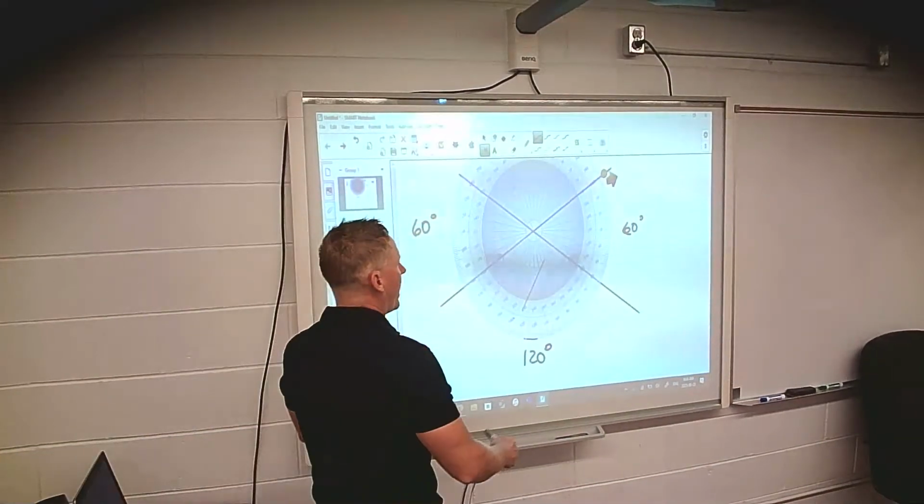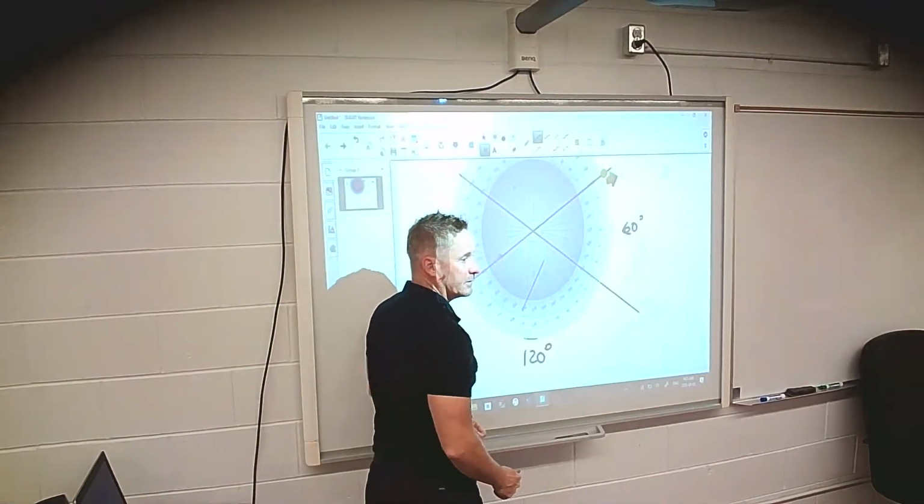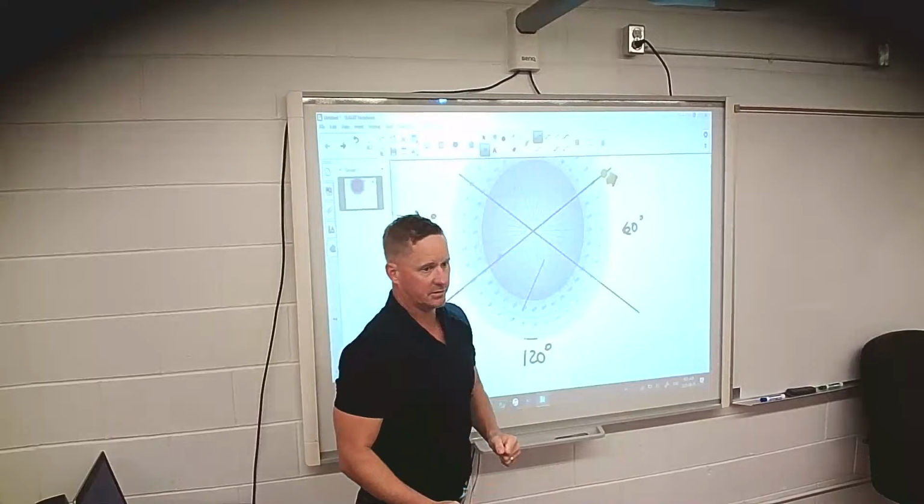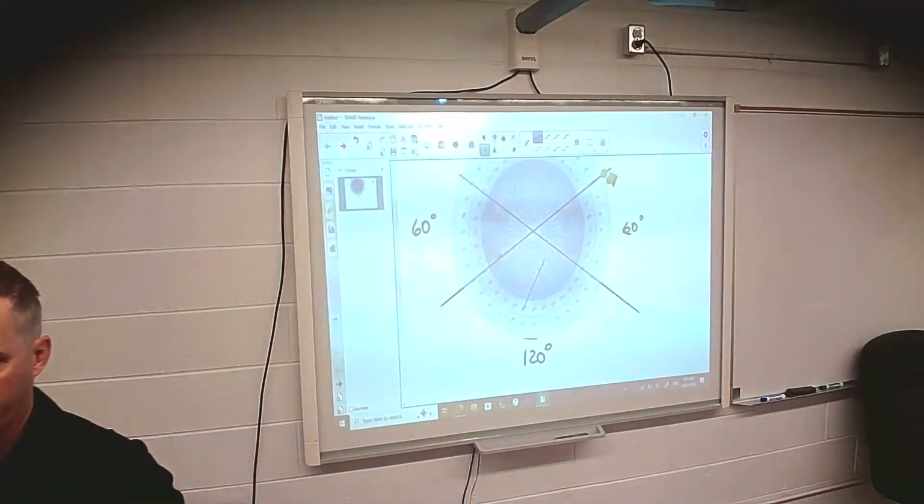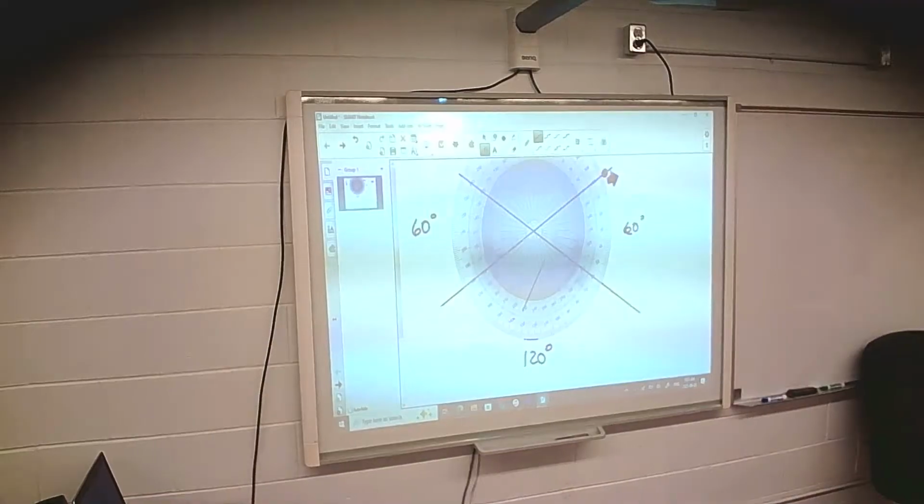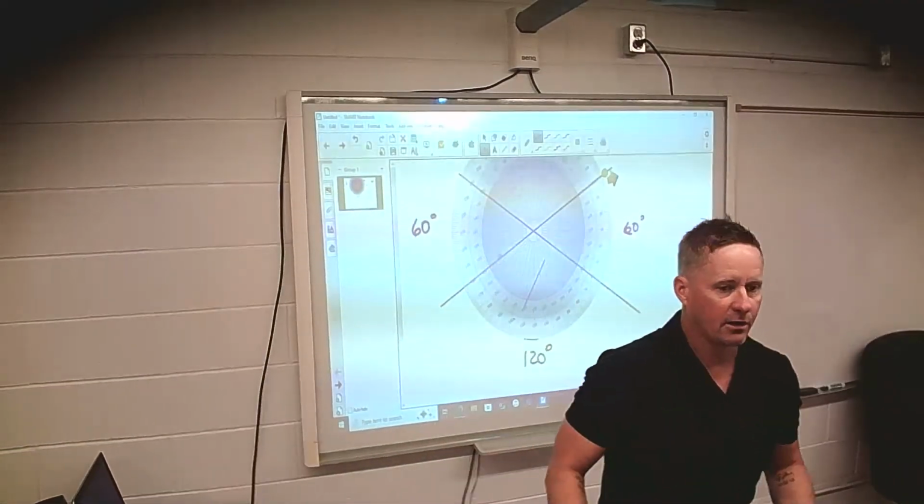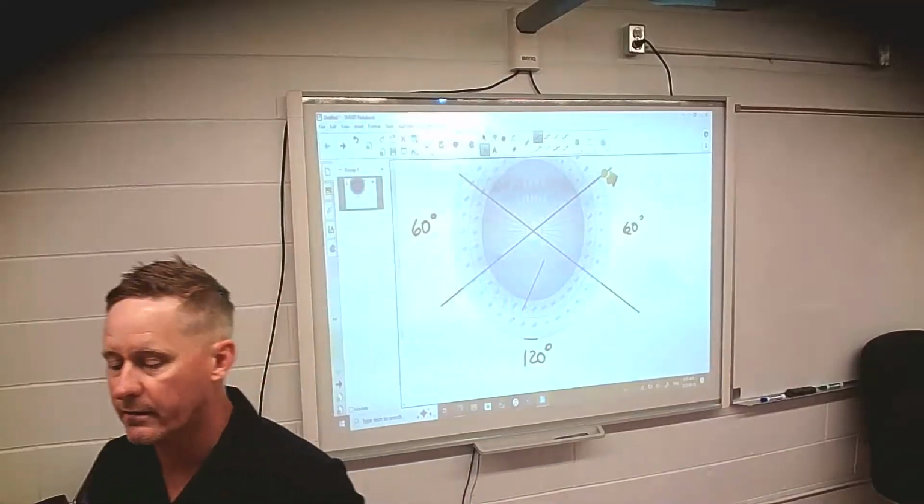So based on our work just now, these 2 angles are the same. They're vertically opposite. These 2 angles are the same. We have created a conjecture that says vertically opposite angles are equal. Okay? That is what we call inductive reasoning. So that's one way to do that.